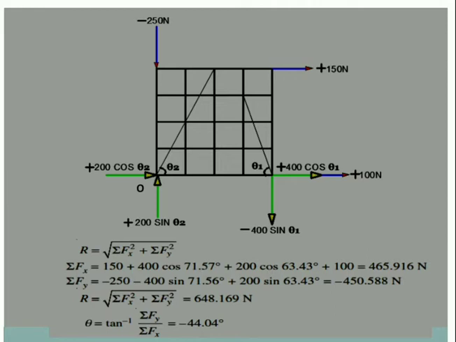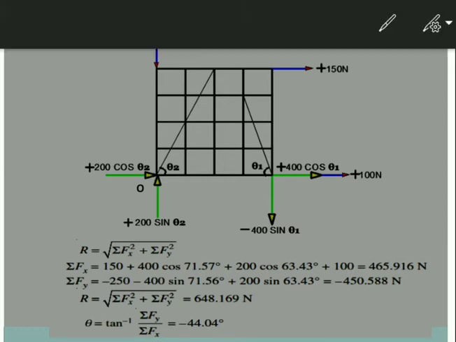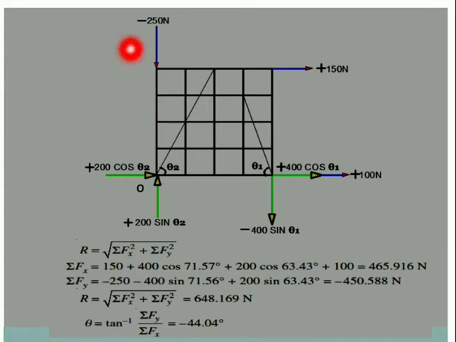Similarly, get the summation Fy, which is the addition of all the forces moving vertically, either vertically upwards or vertically downwards. Here the forces moving vertically downwards are taken with a negative sign and the forces moving upwards are taken with a positive sign. So let us find summation Fy. It goes very easy: minus 250 minus 400 sin theta 1 plus 200 sin theta 2. So we get summation Fx and summation Fy.